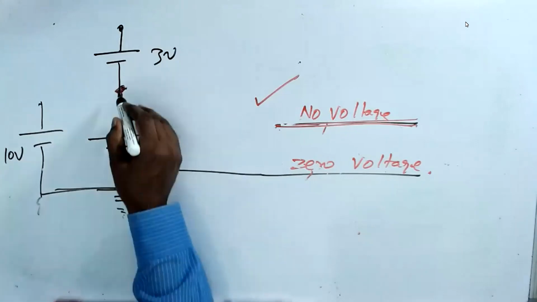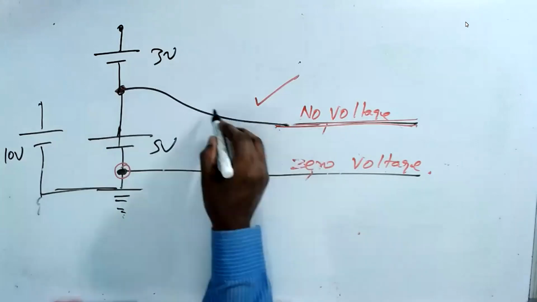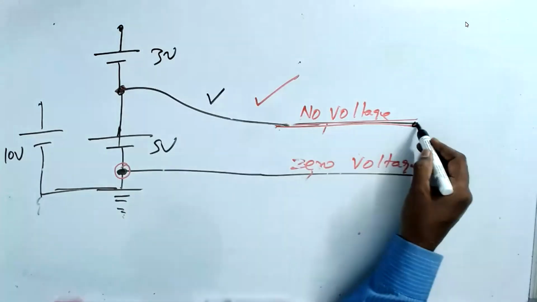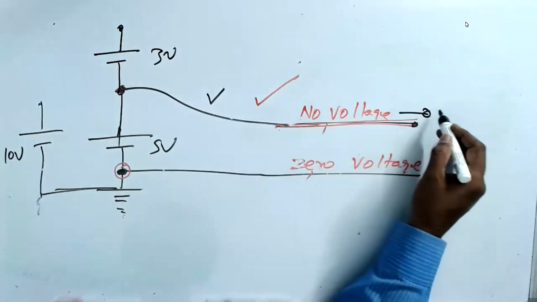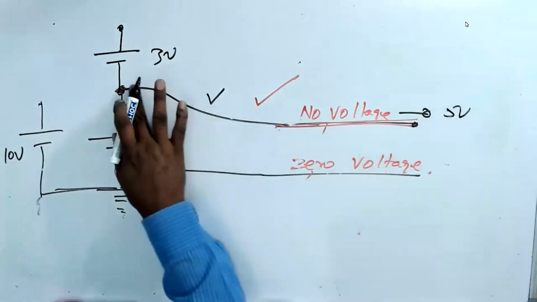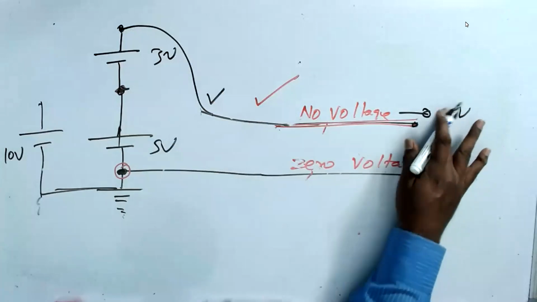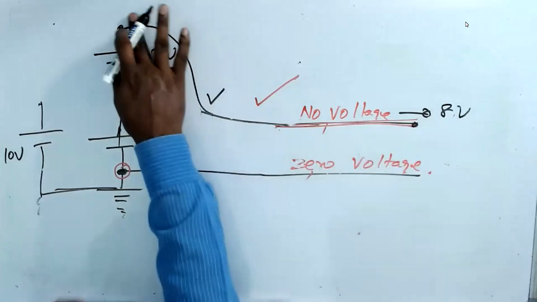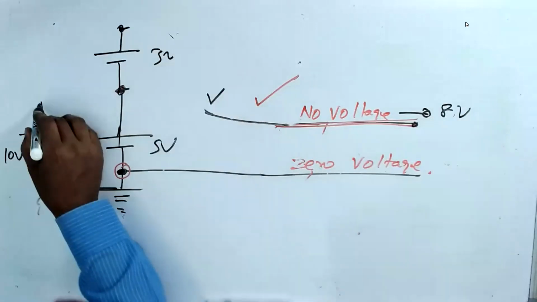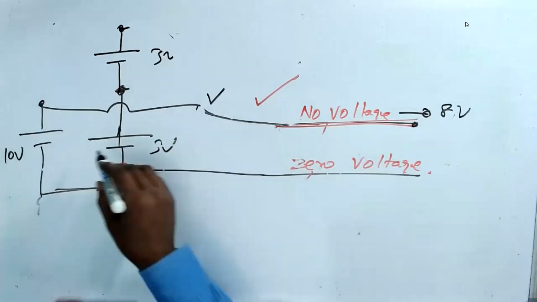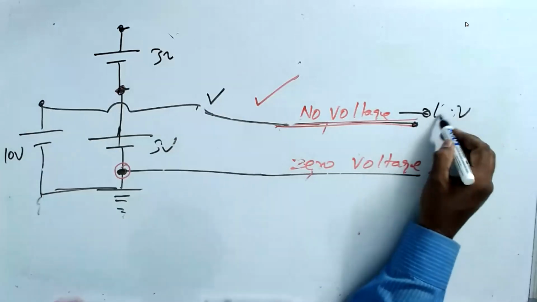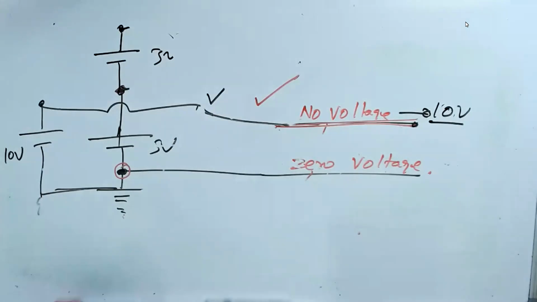Now, I can connect to this. This is legal. This wire becomes now no voltage to 5 volt. I can connect this wire. Now no voltage becomes 8 volt. I can connect this one. Now no voltage becomes 10 volt. You understand now? These are all legal.